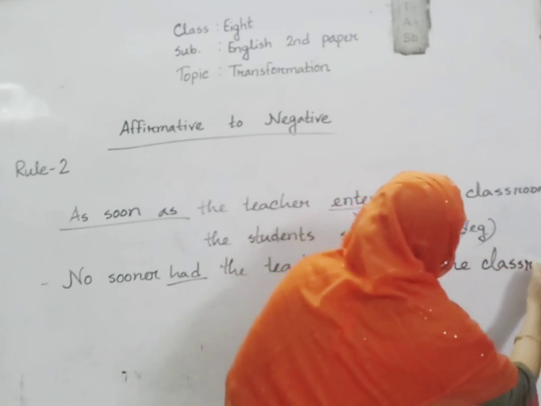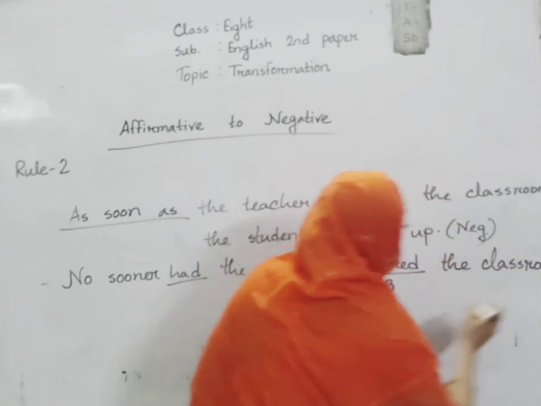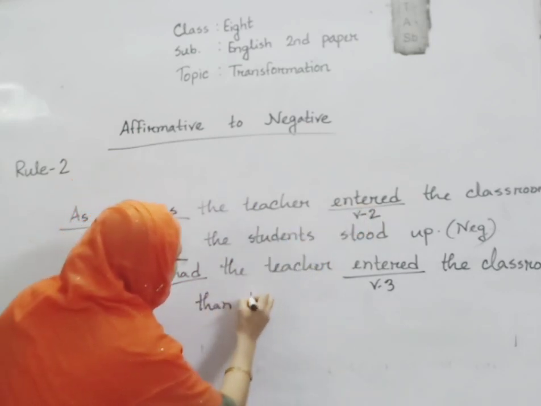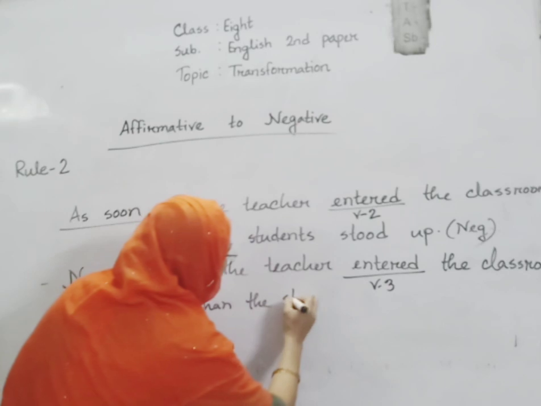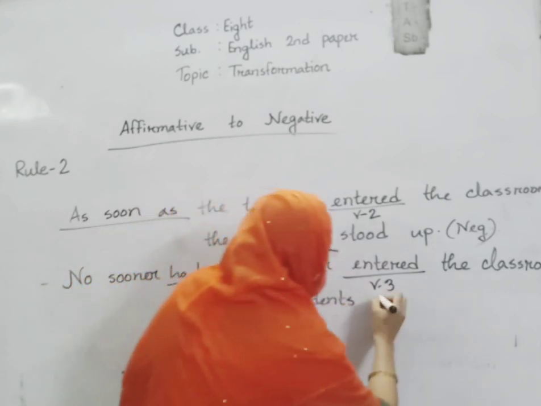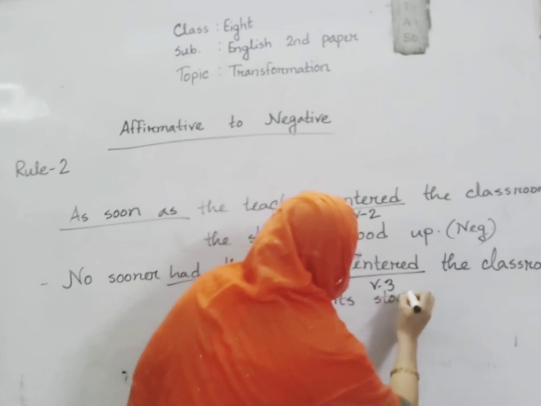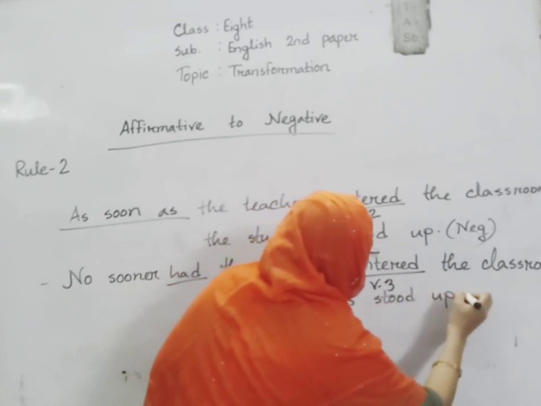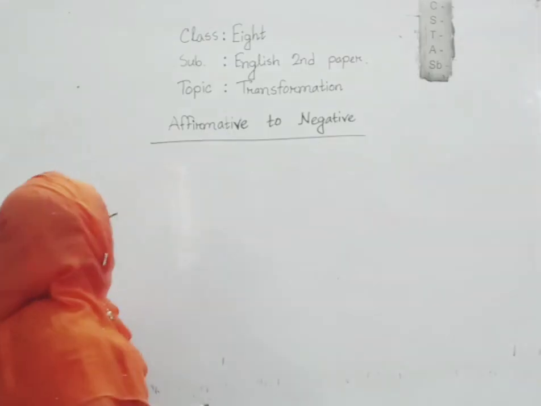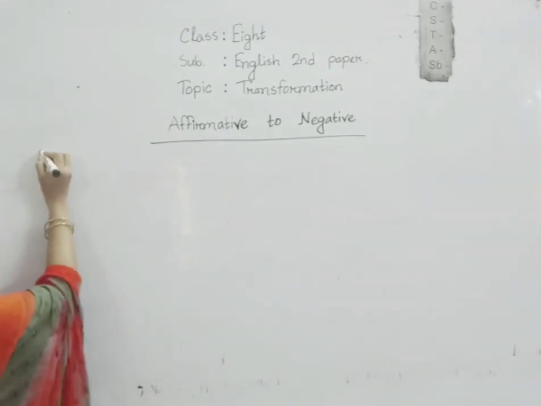The classroom, for comma we have to take "than". The students stood up. That's the answer. Okay, I'm going to the next rule.